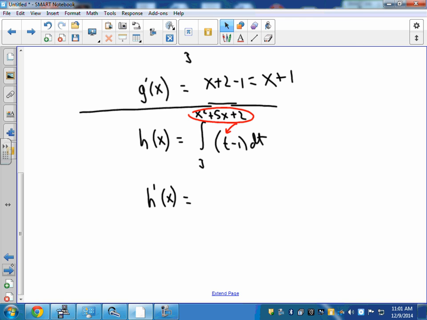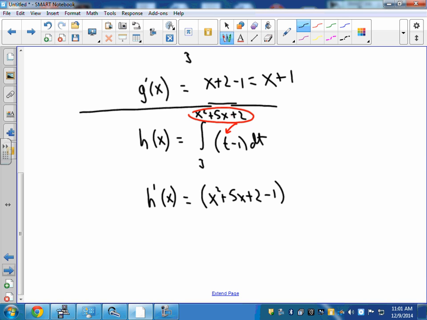But then after doing that, x squared plus 5x plus 2 minus 1, you always have to use the chain rule. So we're going to multiply this by the derivative of x squared plus 5x plus 2, which is 2x plus 5. And this would be our final answer. You could leave it that way, or you can distribute it if you like.